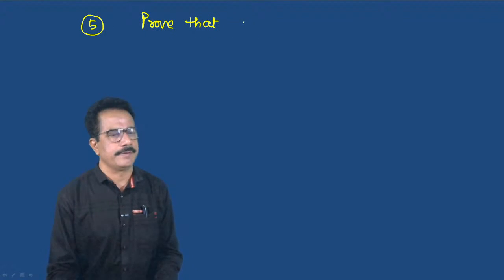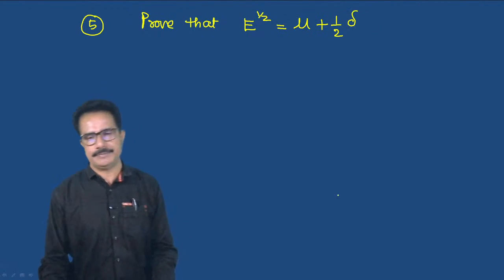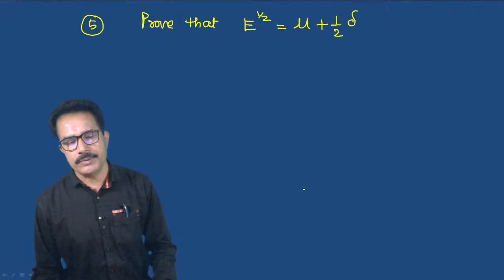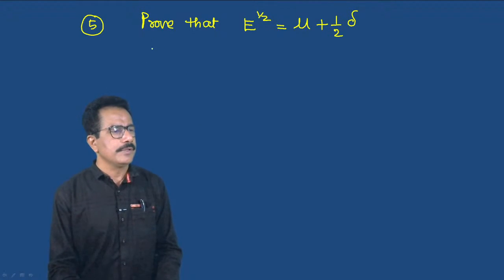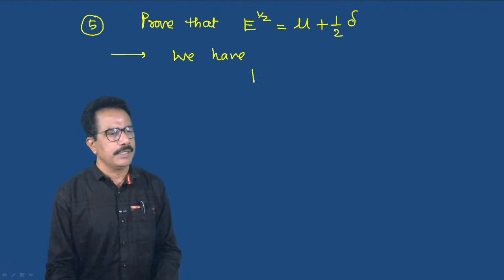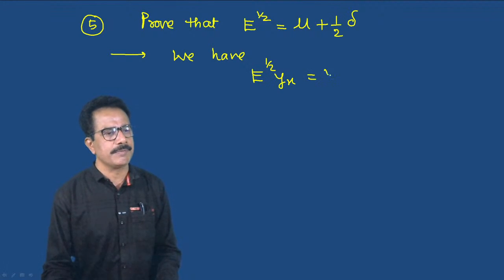Fifth, e raised to 1 by 2 which is equals to mu plus 1 by 2 delta. e raised to 1 by 2 is equals to mu plus e raised to delta. So we shall write this. We have e raised to 1 by 2 yx means y of x plus h by 2. Suppose this is 1.